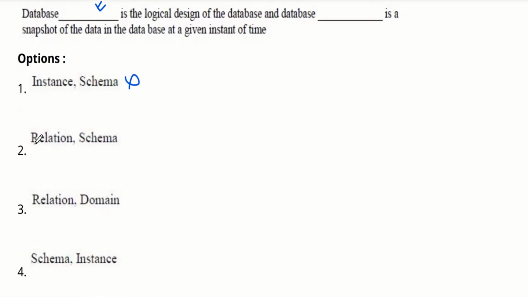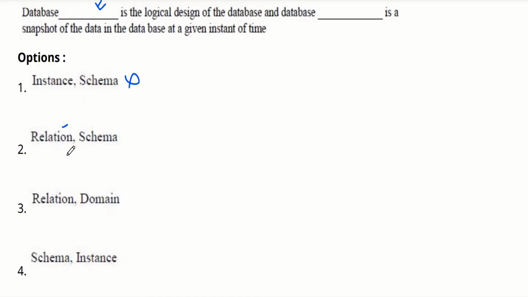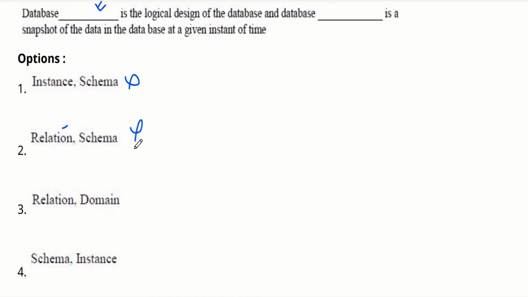Now let's move to the next option. Relation. Relation is a table. It has no connection with logical design. And here it is also given as relation. This is also not matched. So these are wrong options. And we have lastly schema and instance. Schema means the logical design of the database. The option is also given as logical design. So up to here it is correct.